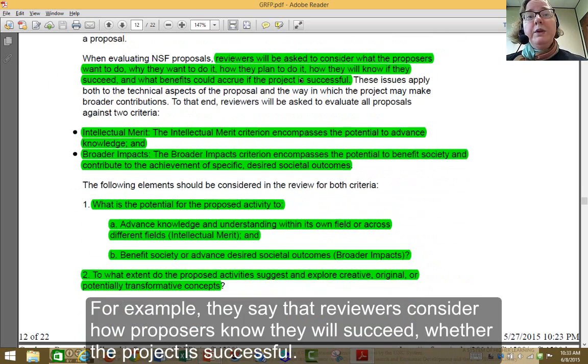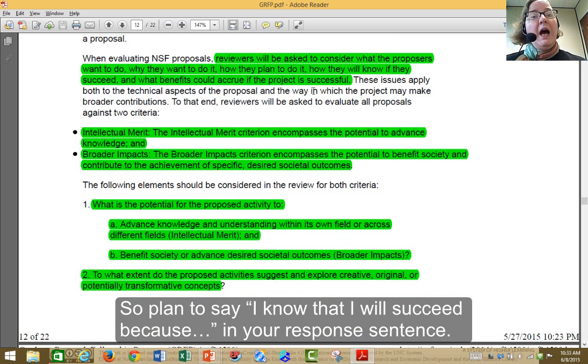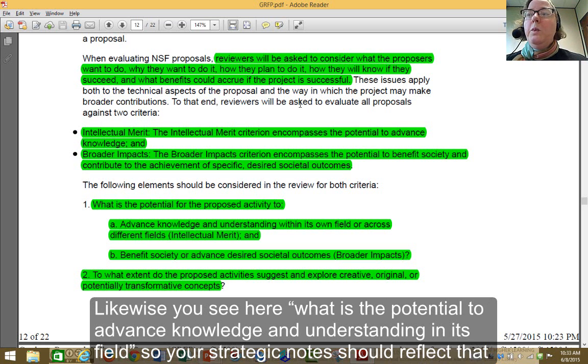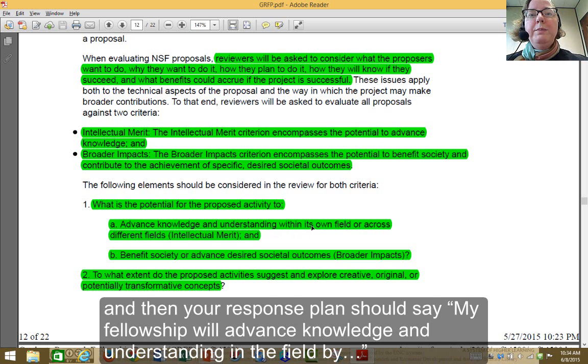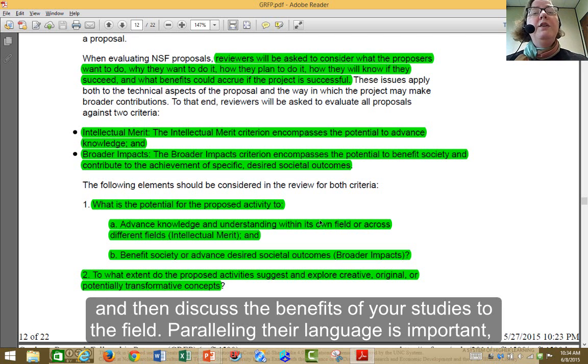For example, they say that reviewers consider how proposals know they will succeed, whether the project is successful. So plan to say, I know that I will be successful because ... in your response sentence. Likewise, you see here, what is the potential to advance knowledge and understanding in its field? So your strategic notes should reflect that, and then your response plan should say, my fellowship will advance knowledge and understanding in the field by, and then discuss the benefits of your studies to the field.